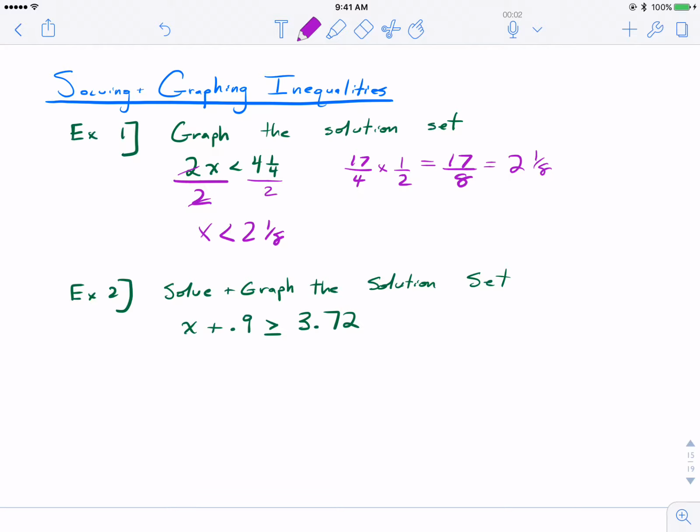We keep the symbol the same. We've done extension lessons on what happens when you're dividing and multiplying by a negative, but we're not going to see that in this case. So x is less than 2 1/8. Representing that on a number line.